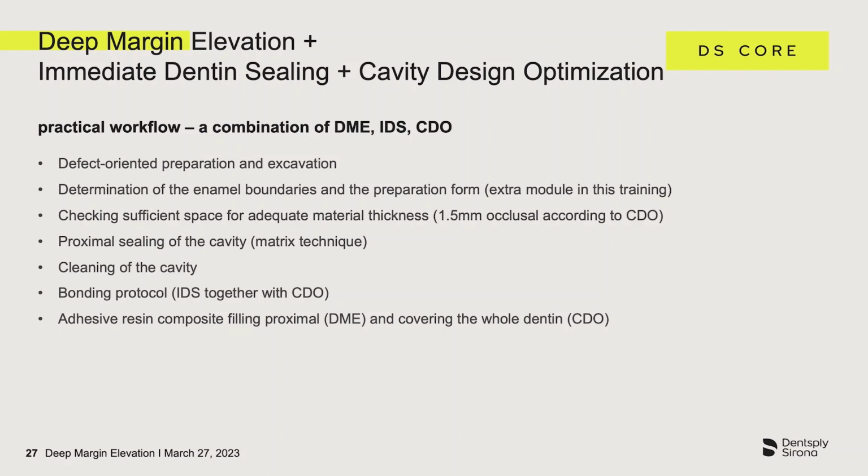Once the preparation shape has been determined so far, and the caries have been excavated, the proximal cavity can be sealed with the matrix technique. The entire cavity is cleaned and the bonding protocol carried out accordingly. Immediate dentin sealing together with cavity design optimization under use of a universal adhesive. Finally, the adhesive composite is applied in deep margin elevation, and at the same time the entire dentin surface is covered in cavity design optimization.